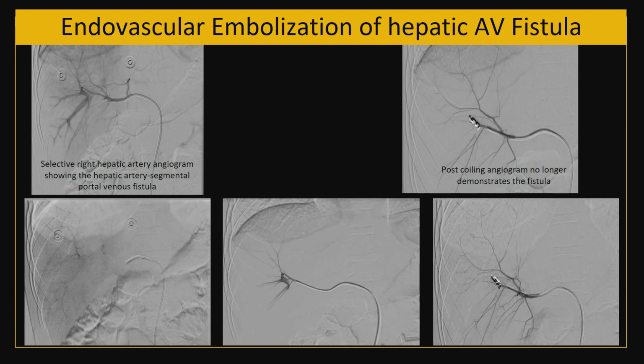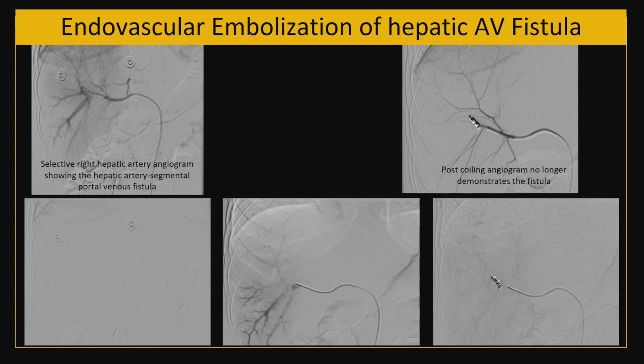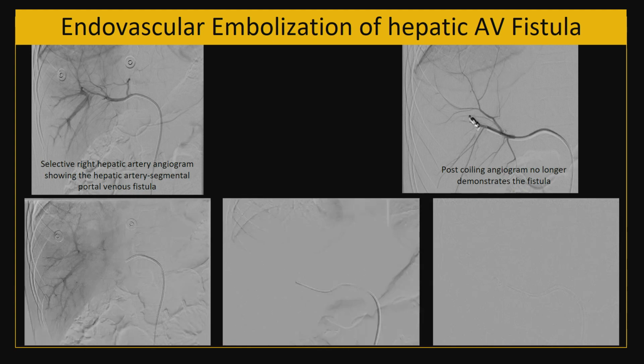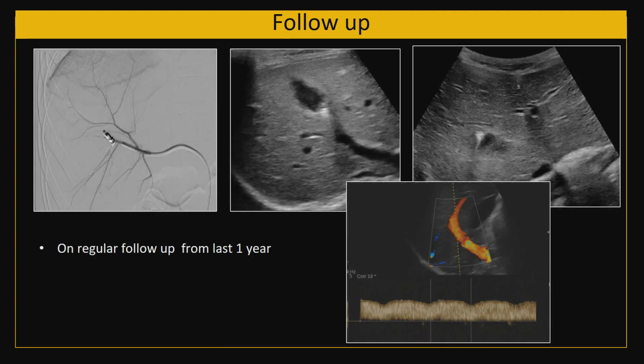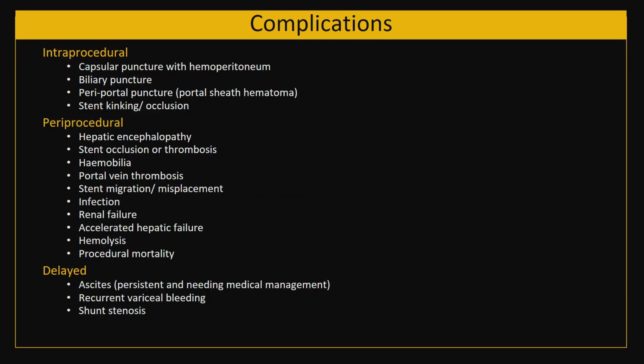So we went ahead and did the coil embolization, and subsequently there is no opacification of the portal radicals in the hepatic artery angiogram. We are following this patient for the last 1 year. The patient is doing well. This is the resolving hematoma. There is now good flow within the portal vein, no arterial flow within the portal vein.